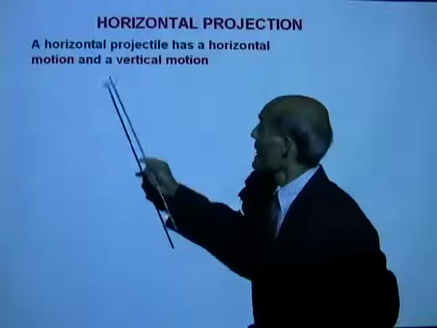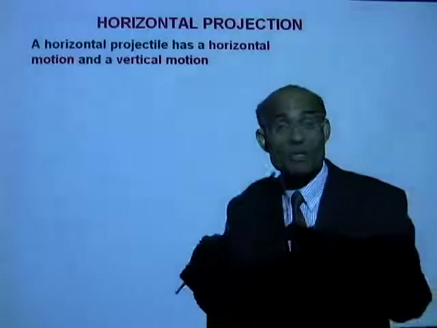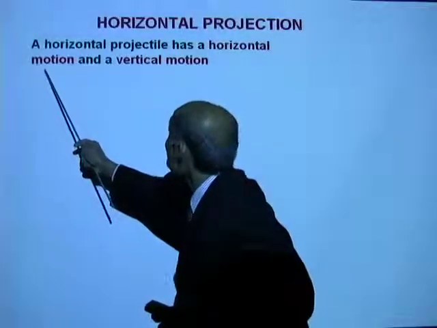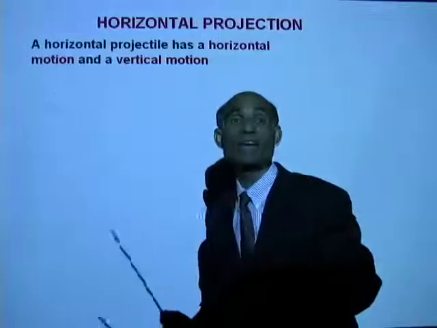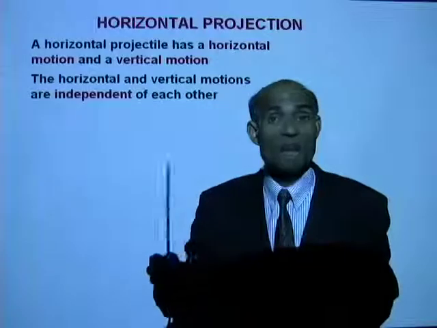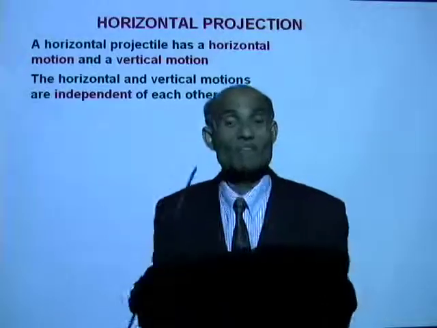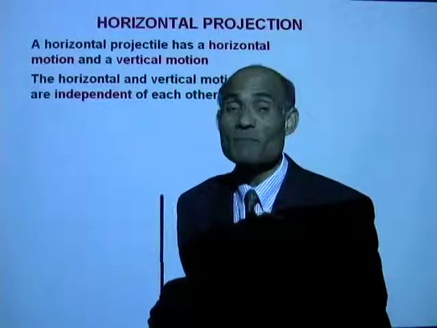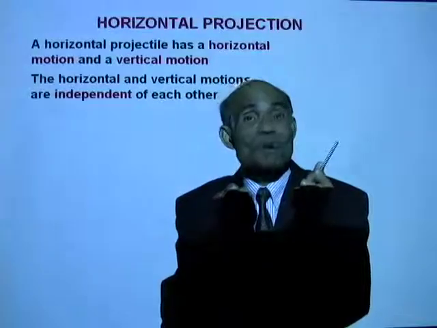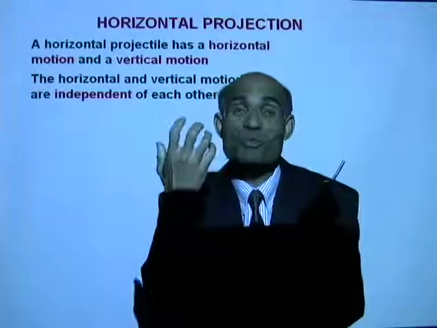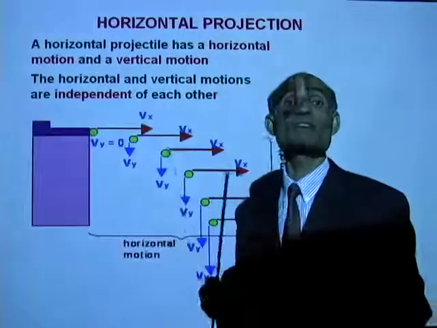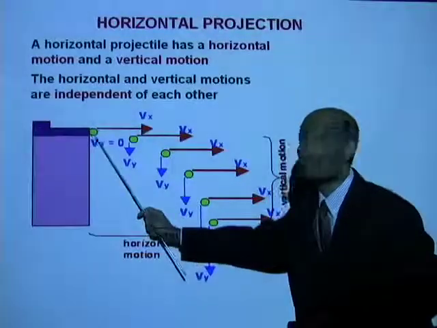Now a horizontal projectile, that is what we're going to concentrate on in this part of the lesson, has a horizontal motion and a vertical motion. And I showed you some time ago that the horizontal and vertical motions are independent of each other. What does that mean again? The horizontal motion does not know that there is a vertical motion. In other words, the horizontal motion will not affect the vertical motion, and the vertical motion will not affect the horizontal motion. Now, take the same example.